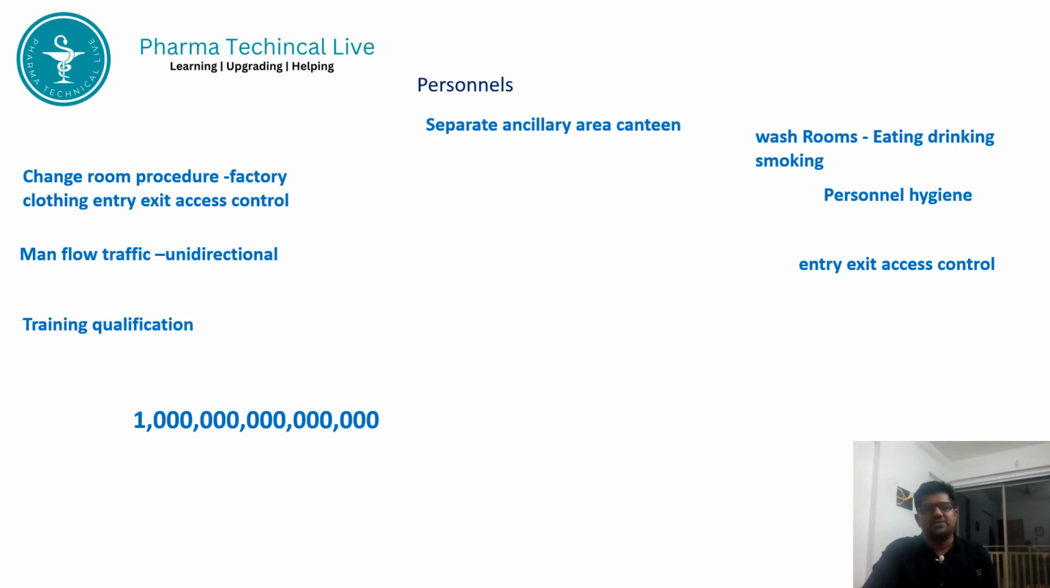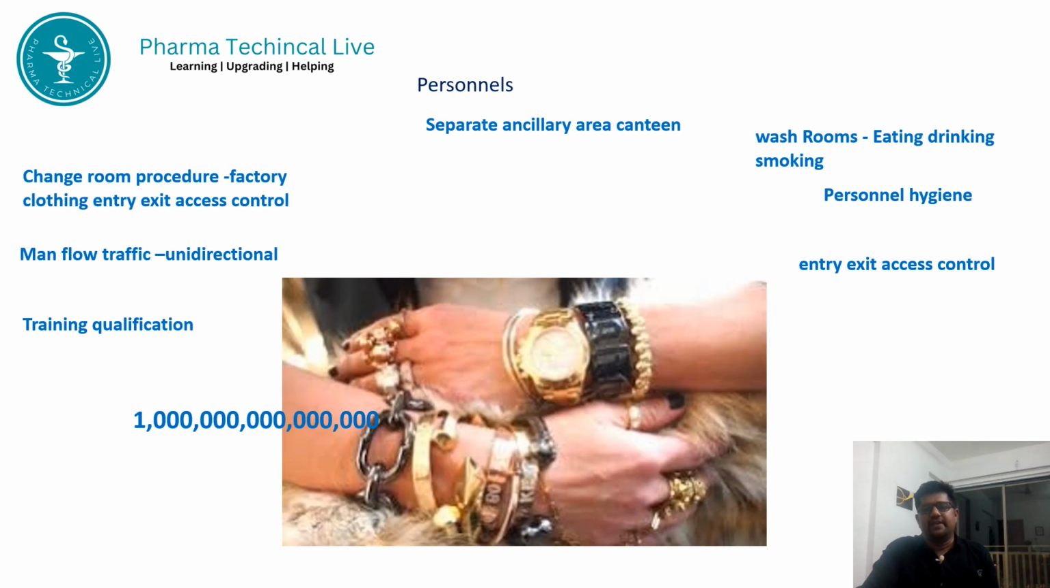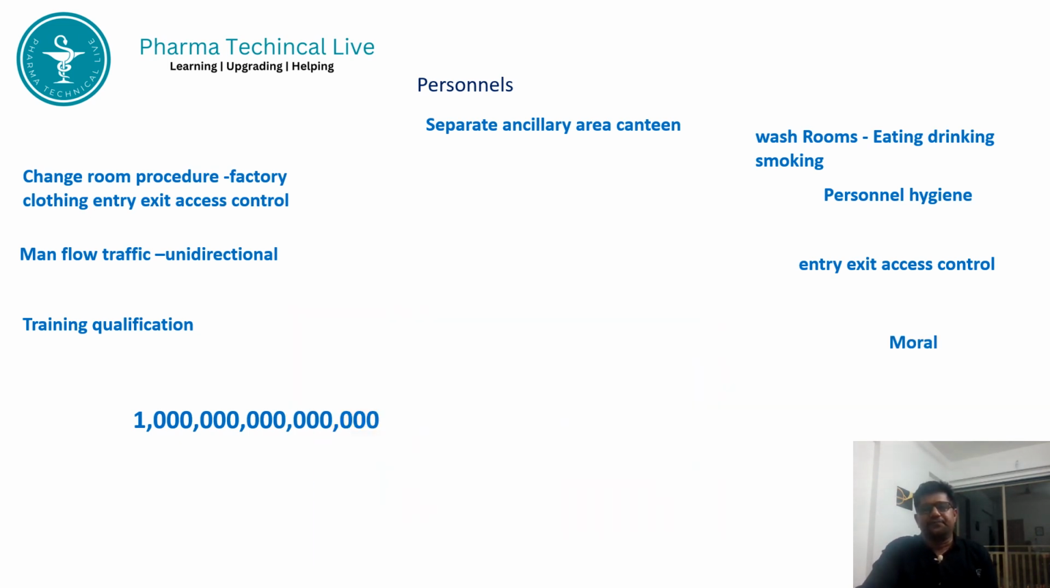Next, training and qualification. We have to impart necessary training and qualify the people who are working in the critical areas, and of course no personal material should be carried inside the production premises. It will also contaminate the product. It can carry more dust and germs from outside.